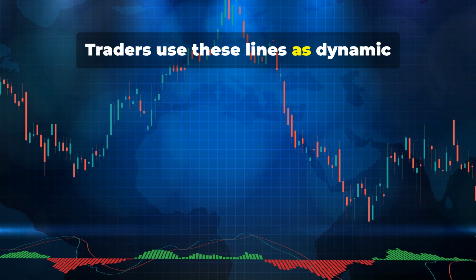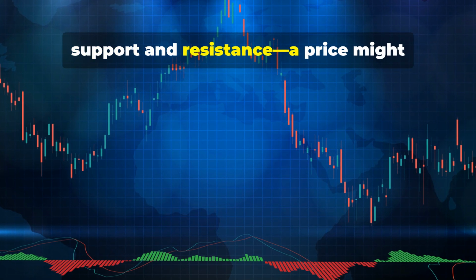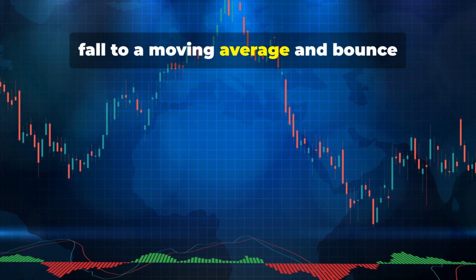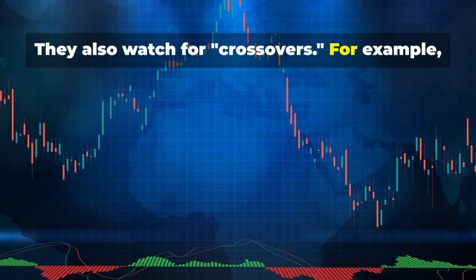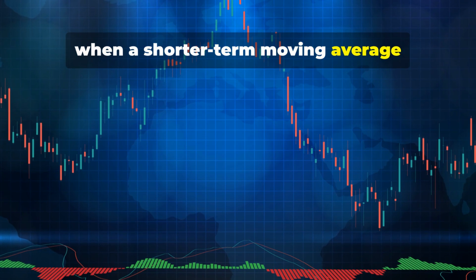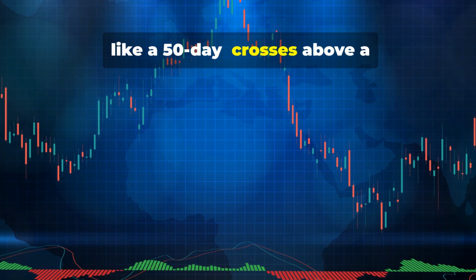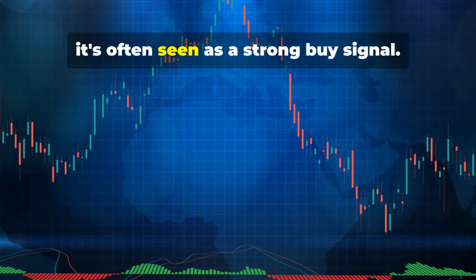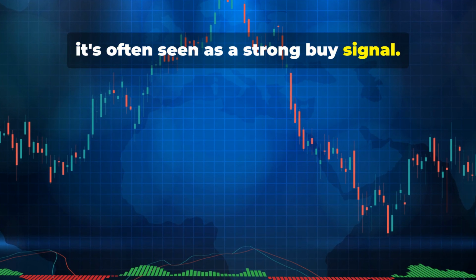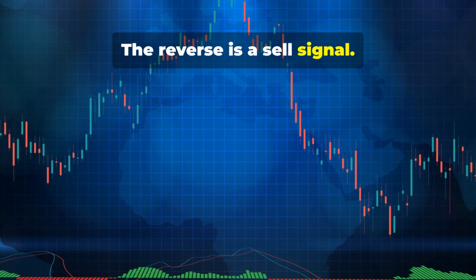Traders use these lines as dynamic support and resistance. A price might fall to a moving average and bounce right off it. They also watch for crossovers. For example, when a shorter-term moving average, like a 50-day, crosses above a longer-term one, like a 200-day, it's often seen as a strong buy signal. The reverse is a sell signal.